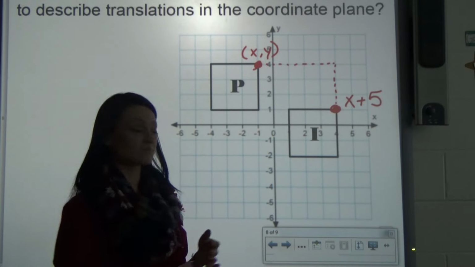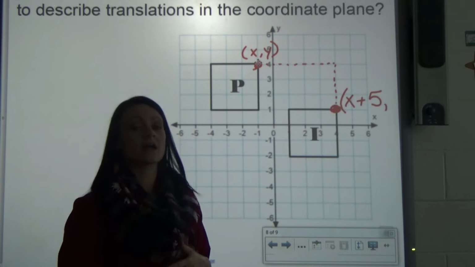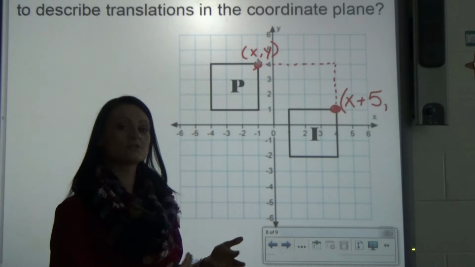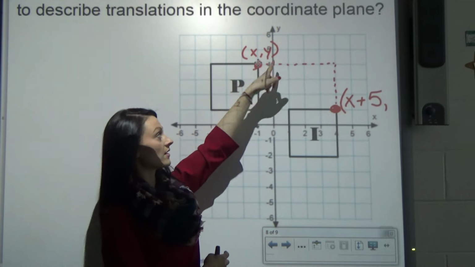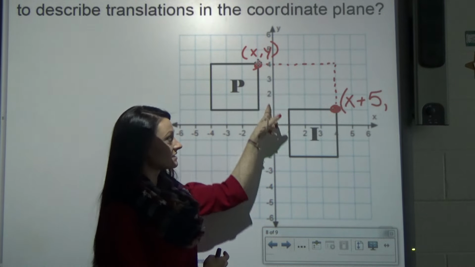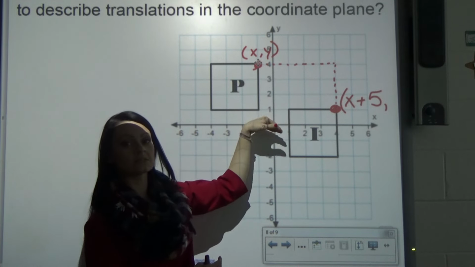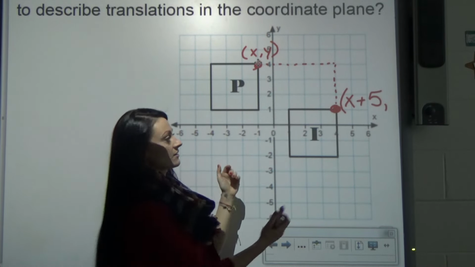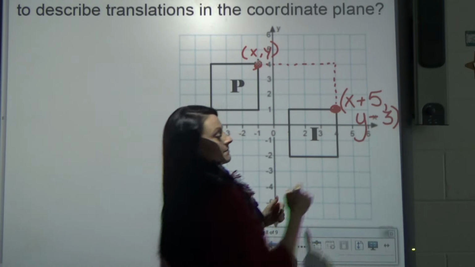Now I have to do the same thing with y. Because I am moving down, I have to consider how I would do that mathematically. I'm starting at +4 for my y value, and I'm moving down to +1. That movement down would be subtraction. So I would write that as y minus 3.